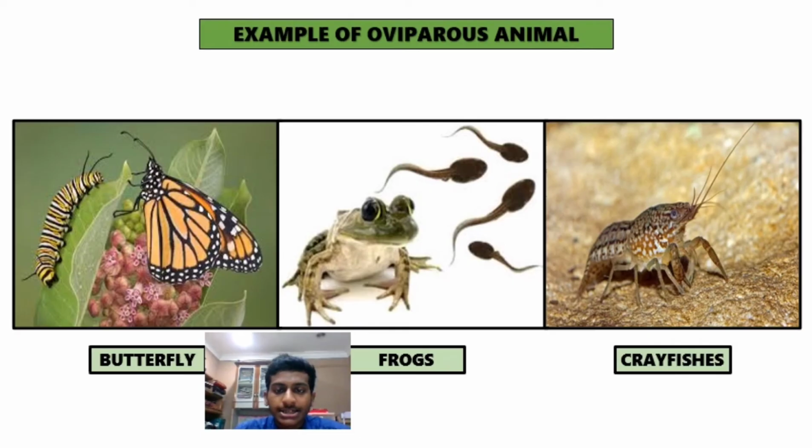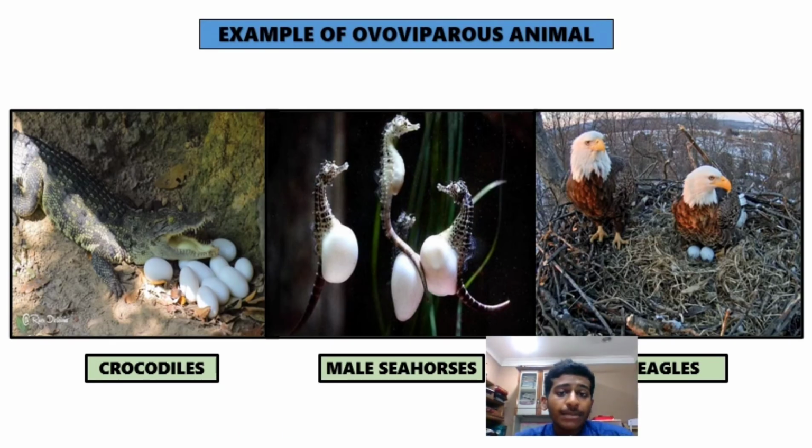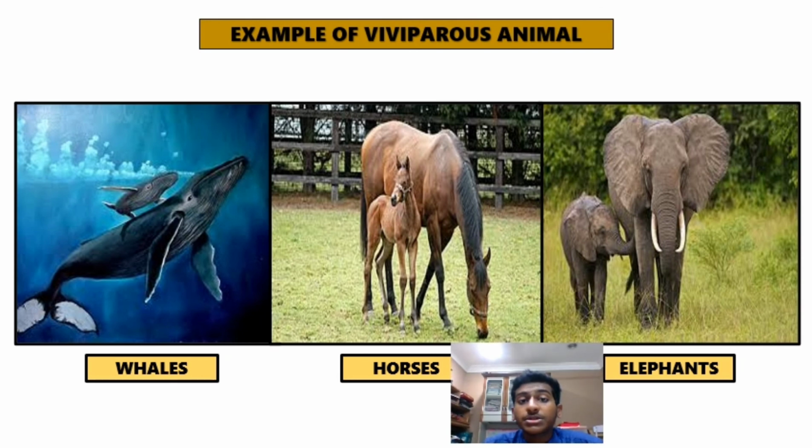So the next slide shows examples of oviparous animals, for example butterflies, which I told you about just now, frogs, and crayfish as well. And these are examples of ovoviviparous animals: the crocodiles, which lay thick-shelled eggs, the male seahorses, which as I told you before keep their developing embryo in the brood pouch, and the eagles, which are a kind of bird that lays thick-shelled eggs as well. And these are viviparous animals, which contain the placenta: humans, horses, and elephants.